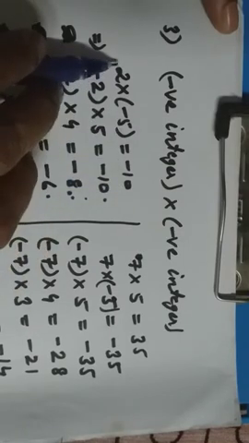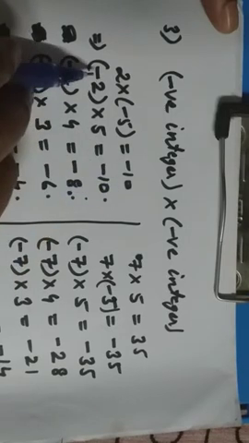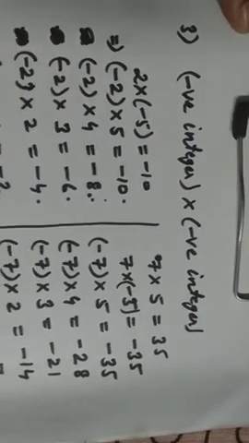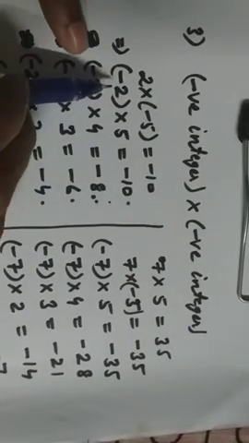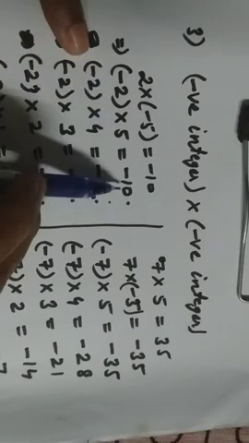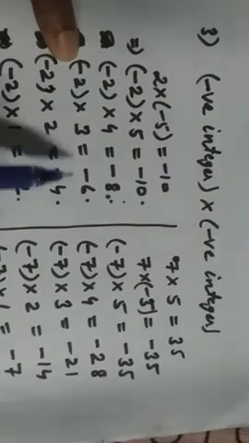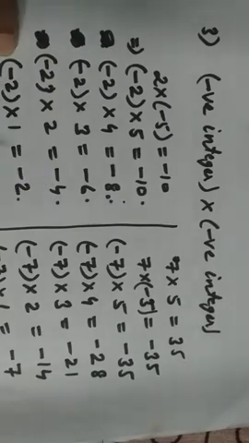We have already seen that for a positive and a negative number, the result is negative. Just like 2 into minus 5 is minus 10, minus 2 into 5 will be minus 10. So I have tried to write the table of minus 2 in reverse order, starting from 5. Minus 2 into 5 is minus 10. Minus 2 into 4 is minus 8. Minus 2 into 3 is minus 6. Minus 2 into 2 is minus 4. Minus 2 into 1 is minus 2.